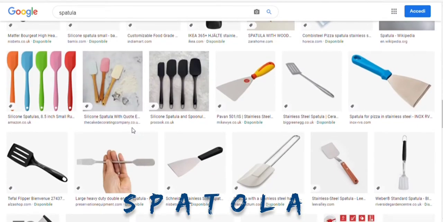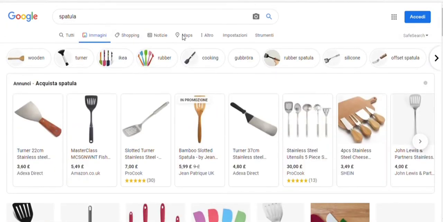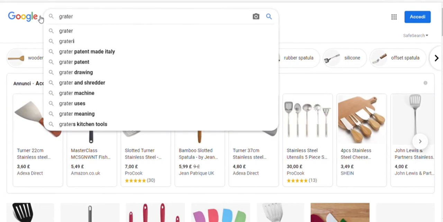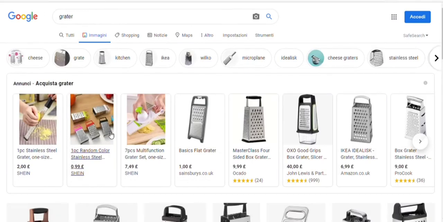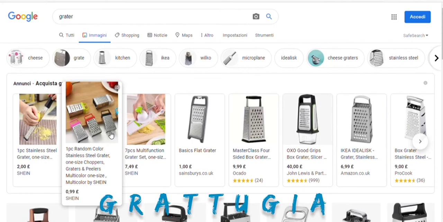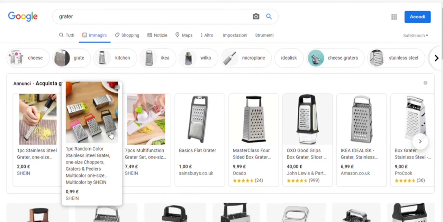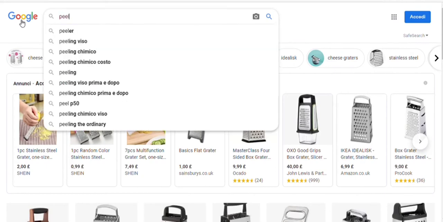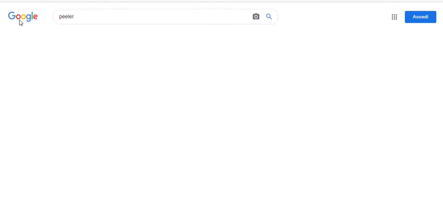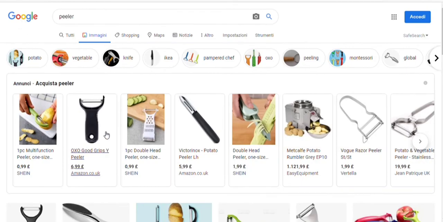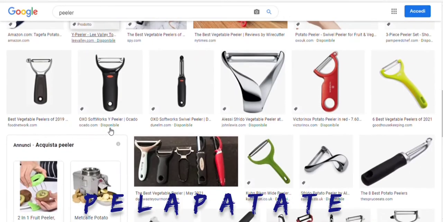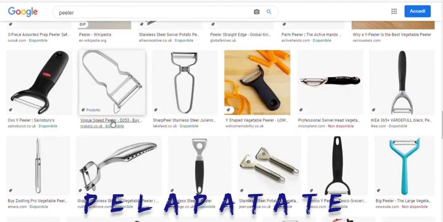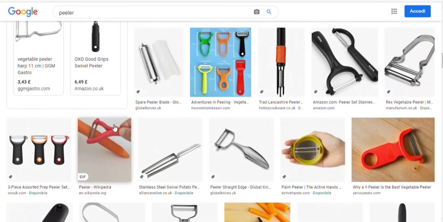And what else we have? What do we use for the cheese? A grater. A grater is grattugia. Good, good, good. What else we use? We use a peeler, which we use for the potatoes. So we say pela patate. We use it also for other veggies as well.